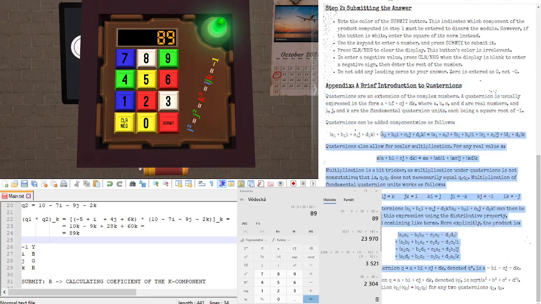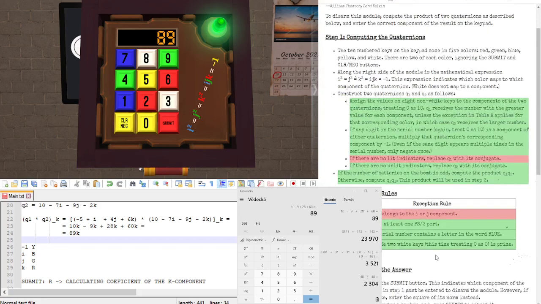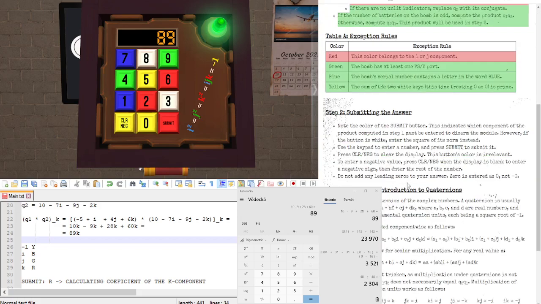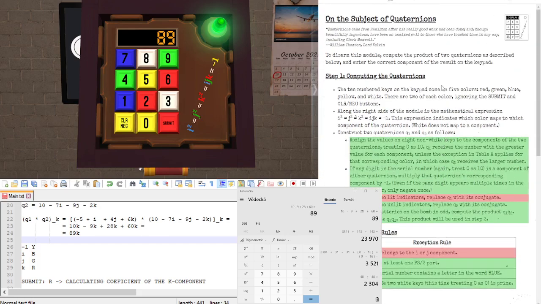Here are some mentions of how to do it. I tried to explain it as well as I could, so I hope that's all. Also, last mentions: you cannot add any leading zeros to your answer. And 0 is entered just as 0, not as -0. So that's what you should be aware of as well. Otherwise, this just explains what the keypad does. Okay, so I think this is it.